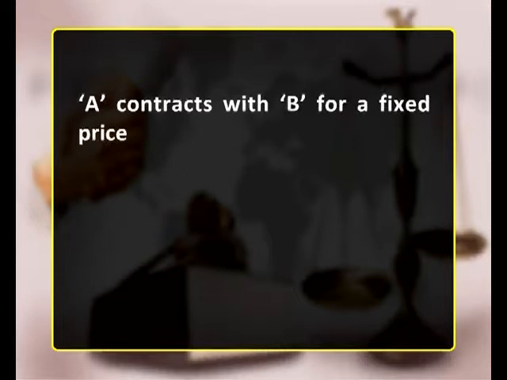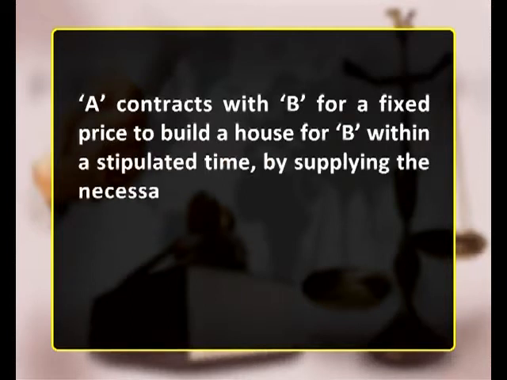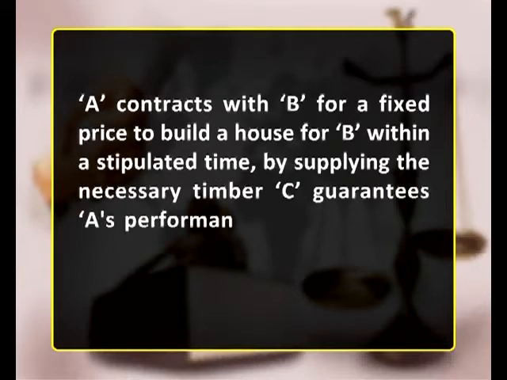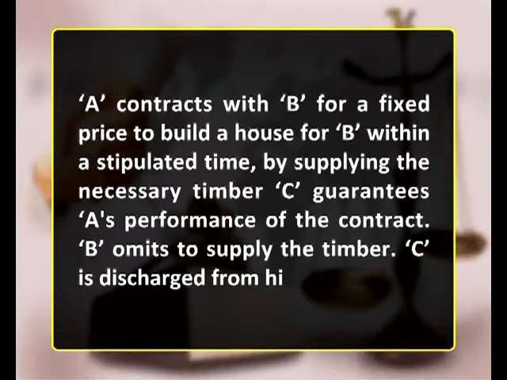The section may be explained by the following illustration. A contracts with B for a fixed price to build a house for B within a stipulated time. By supplying the necessary timber, C guarantees A's performance of the contract. B omits to supply the timber. C is discharged from his suretyship.